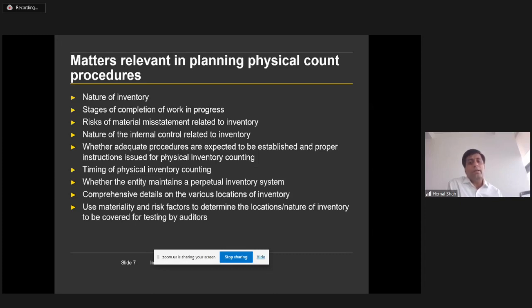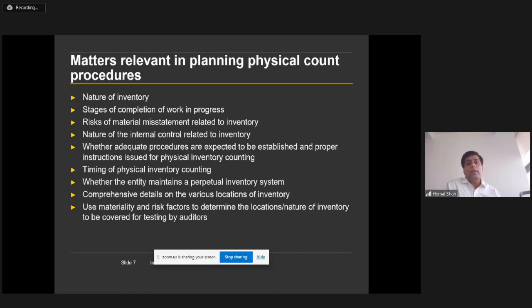Risk of material misstatement related to inventory. In certain industries, the inventory value would be very insignificant, but in certain industries, the inventory value could be quite significant vis-a-vis the turnover of the company and also the profit of the company. A very classic example is jewelry. Now, in the jewelry business, where bullion, gold and silver, or diamond is lying in inventory, it becomes very critical for the auditor to spend more time and focus on inventory.